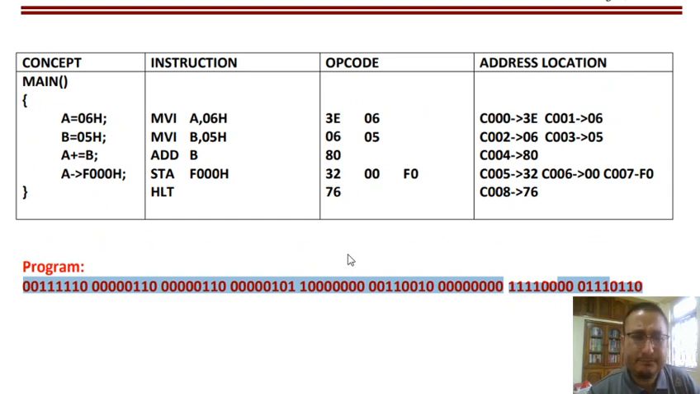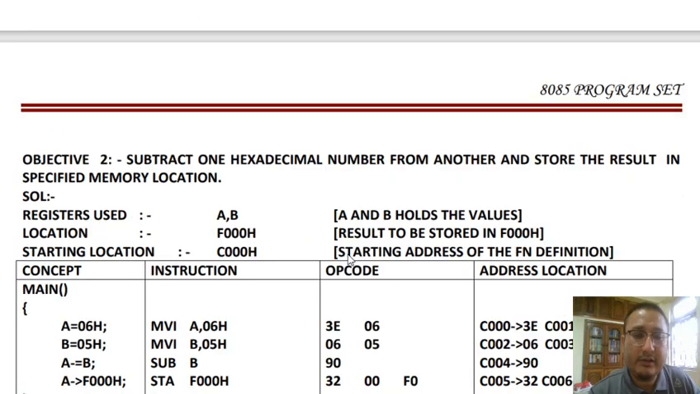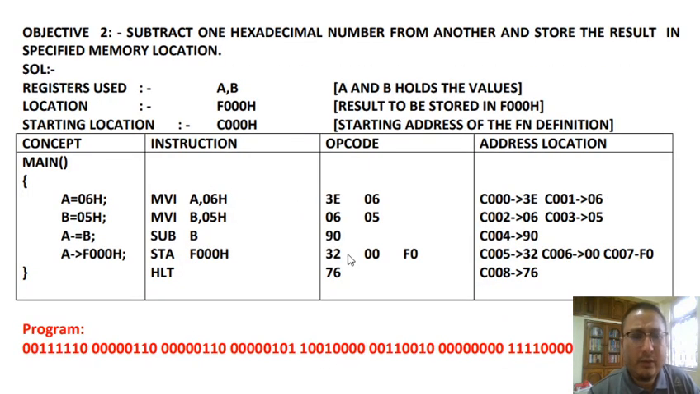Now let us consider another problem, that is to subtract one number from another number. Here we have one hexadecimal number and another hexadecimal number. The variables that are participating are A and B, which are two pseudo variables or CPU registers. The result is to be stored in the location F000H, and the starting location of the program is supposed to be C000H, right?